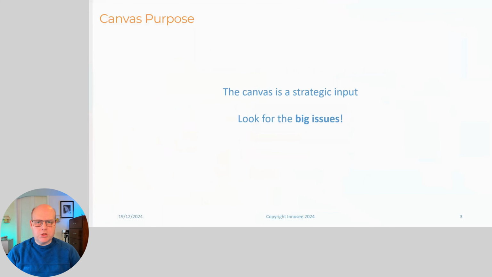The canvas's purpose is to be a strategic input. Although you could record a lot of detail, you're looking for the big issues. These are the things that you think need to be solved. So you could pre-filter your problems up front so that only the most important issues end up on this canvas.